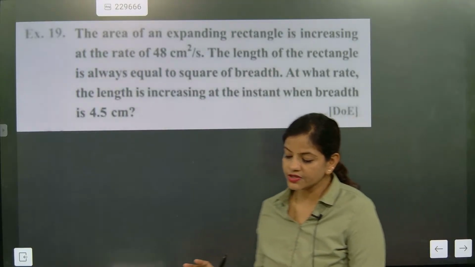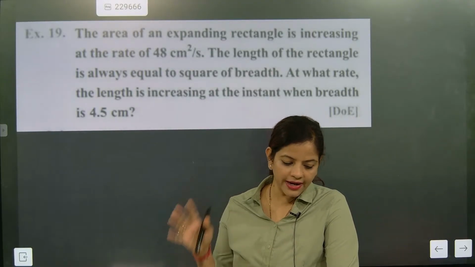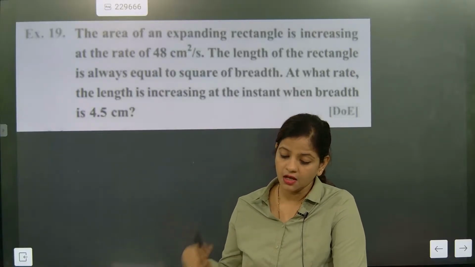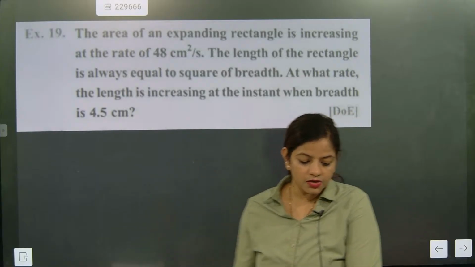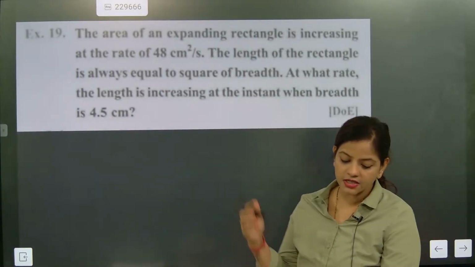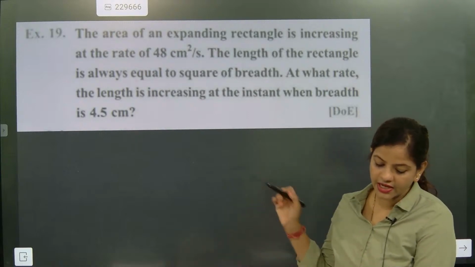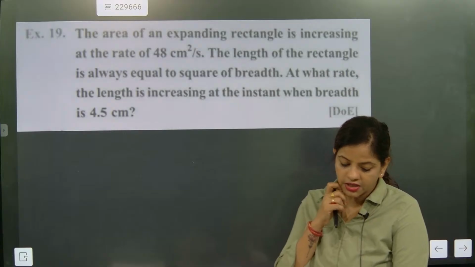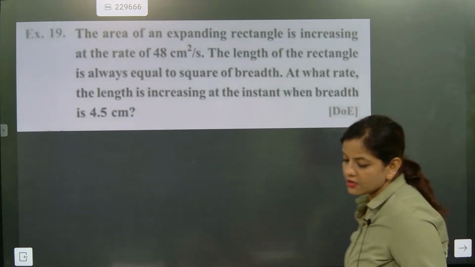Beta, what is the question exactly given to you? They're telling that the area of an expanding rectangle is increasing at a rate of 48 square centimeter per second. So what is the rate of change of area given, beta? The rate of change of area given is 48. Okay, so we are going to solve this question.